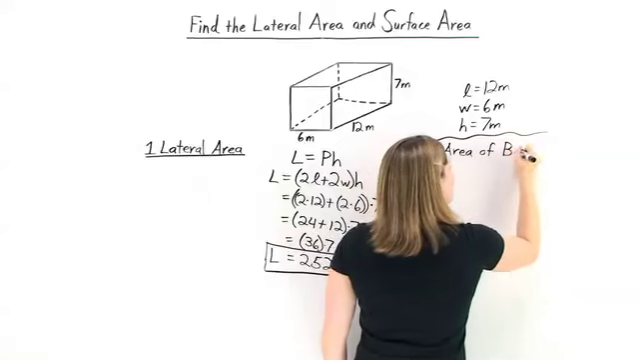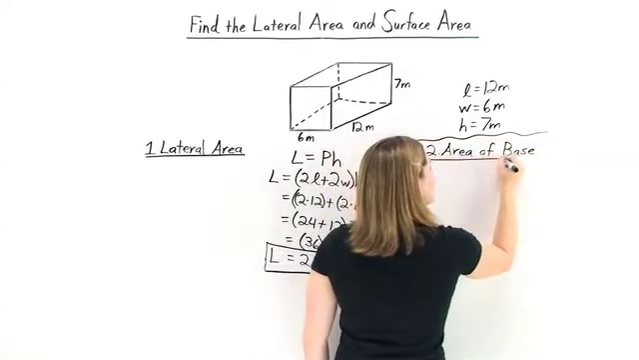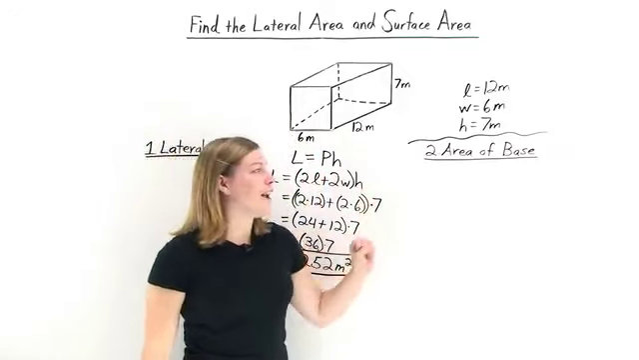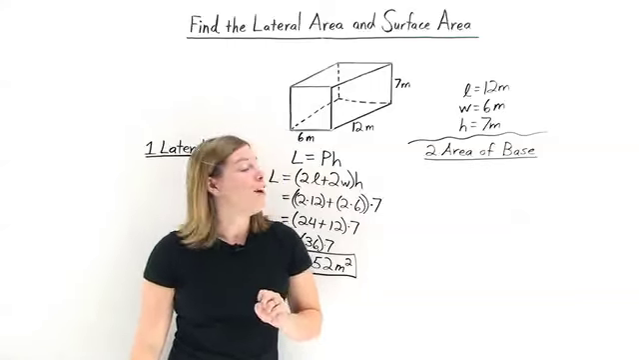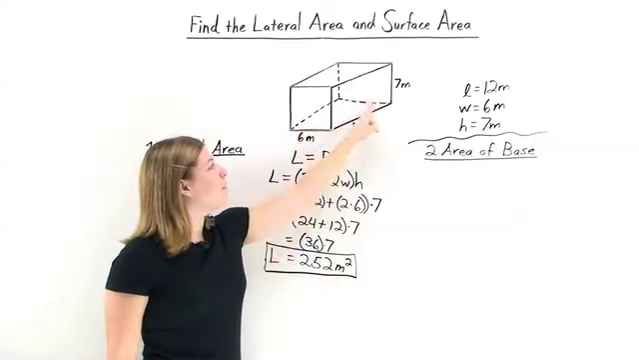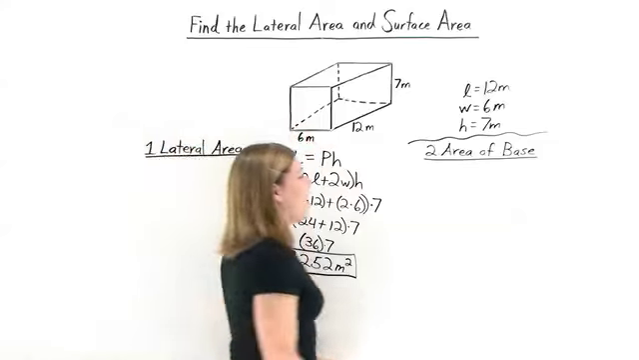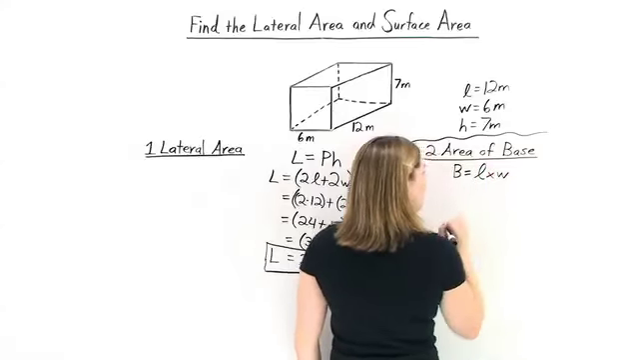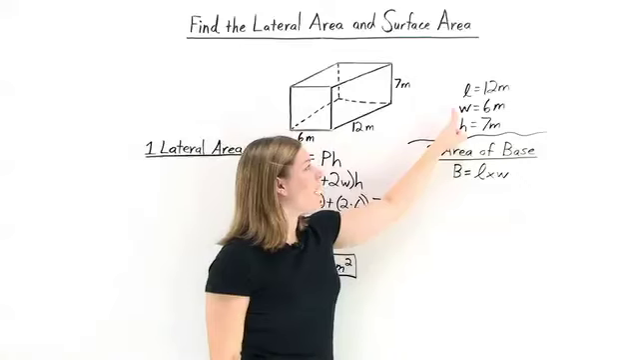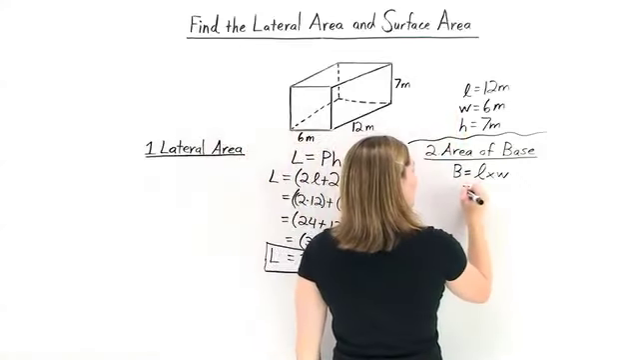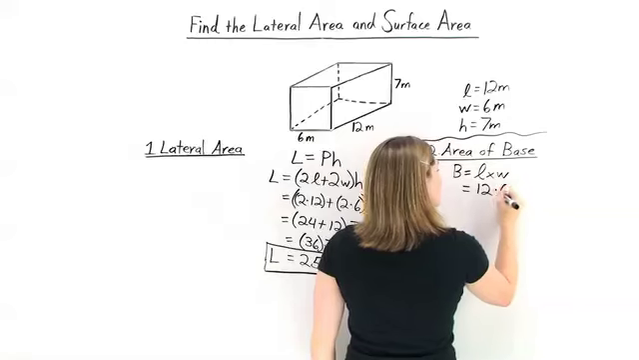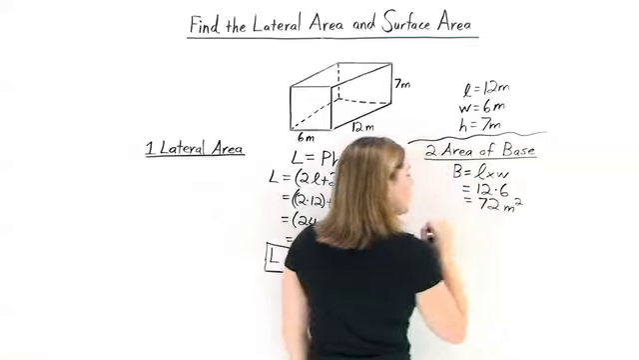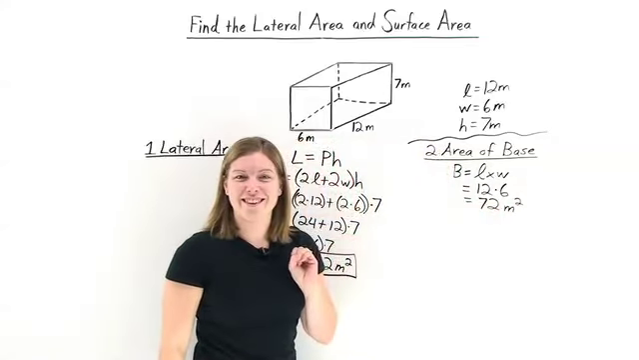But remember, since we're working with a prism, each of our bases are congruent. They have the same measurements. So here we can just find the area of one of our bases. Well, remember, since this is a rectangular prism, our bases are rectangles. And to find the area of a rectangle, we want to take the length times the width. And we already identified what the length and width of our base are. So, plugging in those values, we get 12 times 6. 12 times 6 is 72. And because we're working with area, we need to put meters squared in the answer.